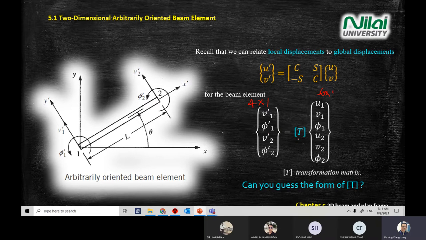Ashma, can you try to answer? What is the structure of this T matrix? We need what? Ashma, are you there? Yes, sir, I'm here, sir. Can you try to answer this question? What is the structure? How to balance these matrices? Wait, sir.